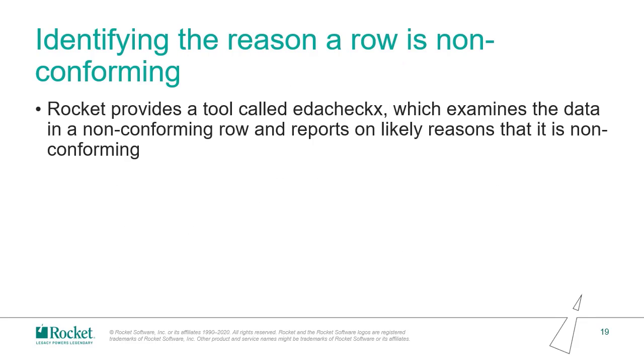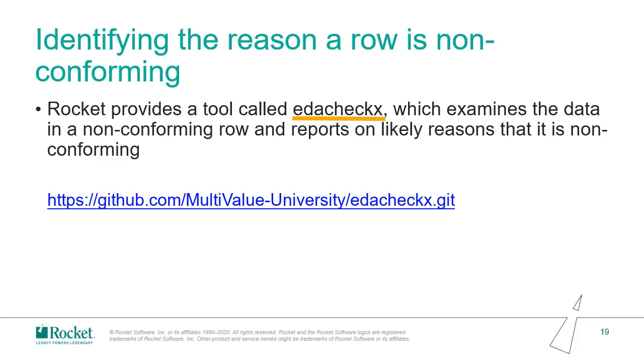Okay, so once we've determined that we have a problem and we know that the row is non-conforming, how do we determine why? Well, we provide a free tool called edacheckx. You can get that tool by looking at the GitHub information that I provided earlier. You can download that for free. edacheckx will examine the data in a non-conforming row. It actually looks at the entire file and reports on likely reasons that it's non-conforming.